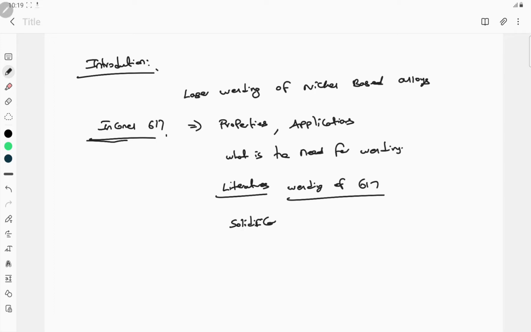Suppose the major problem with respect to welding of Inconel 617 is solidification cracking. I'm just telling one example. So they will tell at the end portion of the introduction how they are going to address the solidification crack formation in the welding of 617. What steps they are taking, what novel approach they are trying in their research work in order to prevent the solidification crack formation in the welding of 617. So this is what you will get from the introduction part.